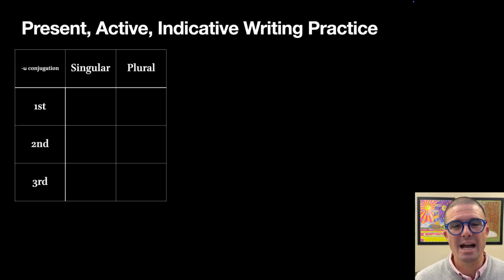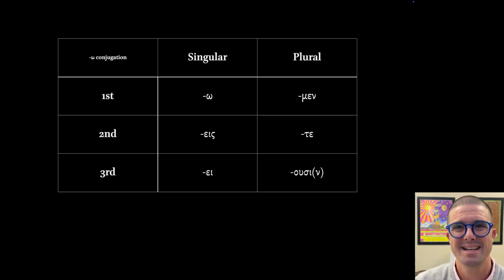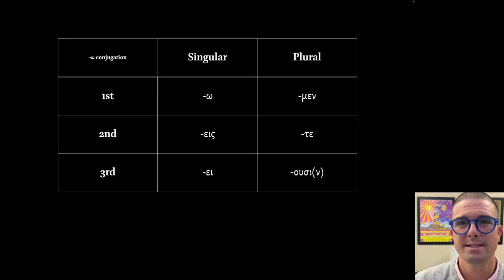All right, the next thing I want you to do is practice writing these endings out. So we just said them aloud: o, eis, ei, omen, ete, ousi. I want you to go ahead and pause here and write down those endings on your whiteboard. Here they are: o, eis, ei, omen, ete, ousi. Why don't you pause and one more time write these on your whiteboard. And there they are: o, eis, ei, omen, ete, ousi.